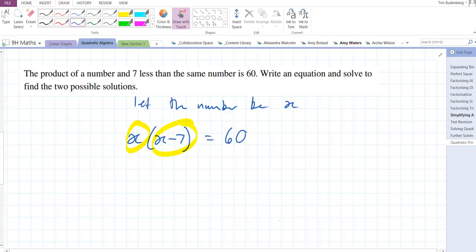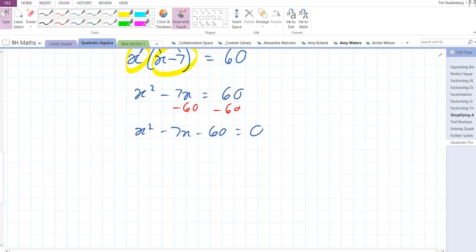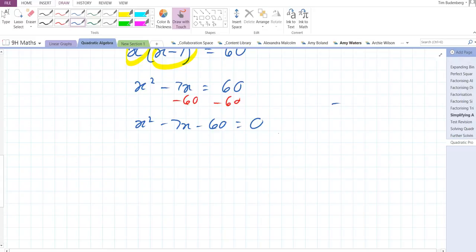All right, well, we've got an equation. Now let's get it in the form AB equals 0. X times x and x times minus 7 gives us x squared minus 7x. That's equal to 60. Take 60 from both sides to get 0 by itself. That will give us x squared take 7x take 60 is equal to 0. Now we're looking for factors of negative 60 with a difference of negative 7.